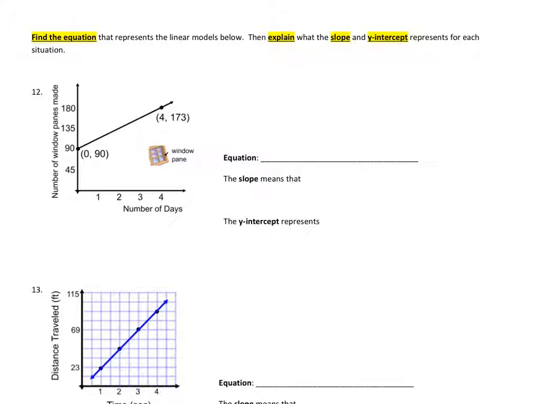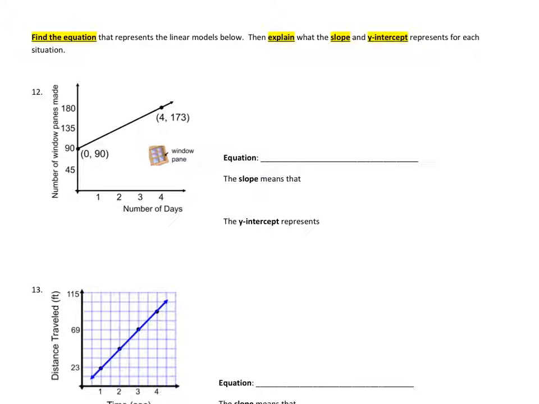Okay, page 2 says find the equation that represents the linear models below, then explain what slope and y-intercept represent for each situation. The first graph we get for 12, the x-axis is the number of days. The y-axis is the number of window panes made. So, sounds like we're in a window pane making factory.